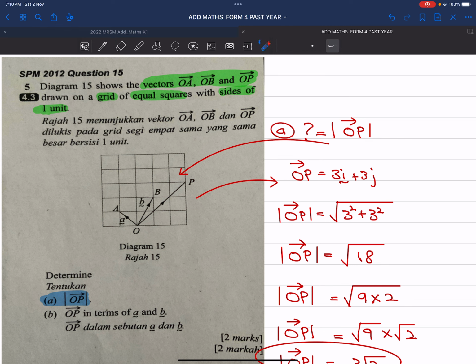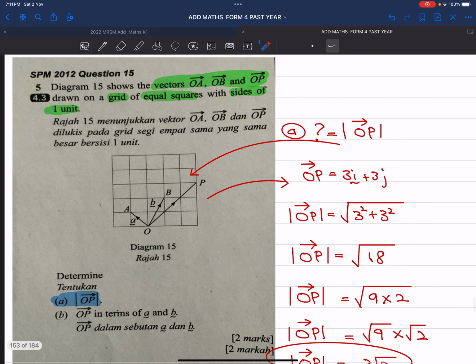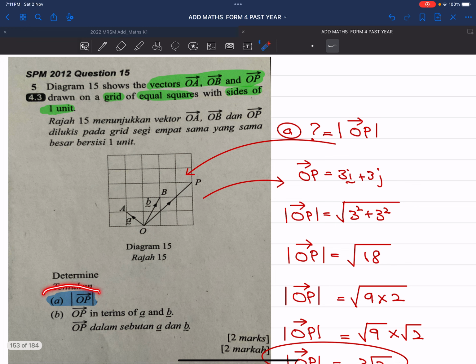we are given that all these three vectors are drawn on a grid of equal squares with sides of 1 unit. So if you look at this square, this is 1 unit and this is 1 unit. Now before we start reading what the question is asking, if you remember, a position vector can be expressed in unit vectors i and j.